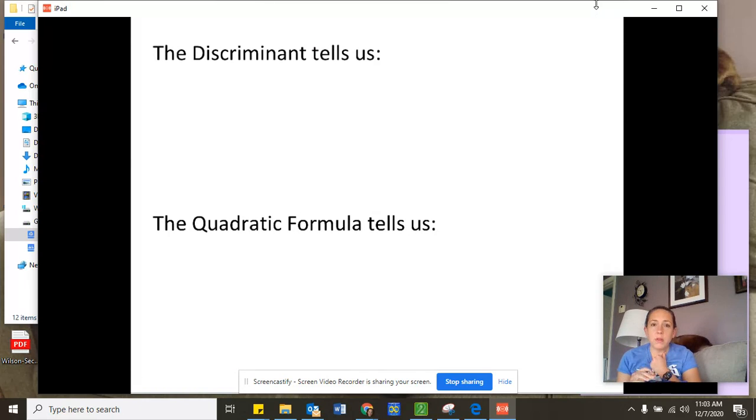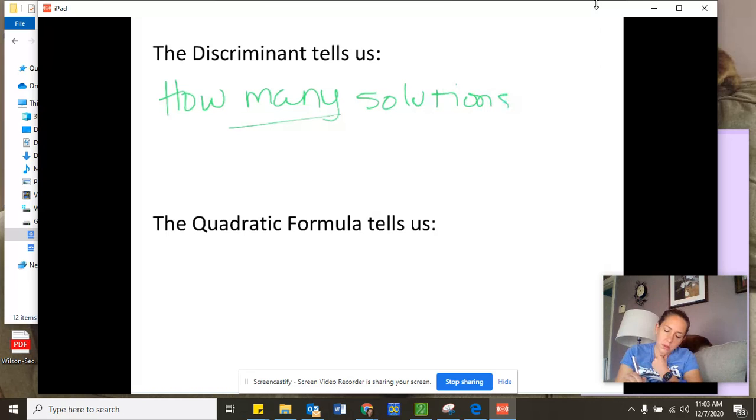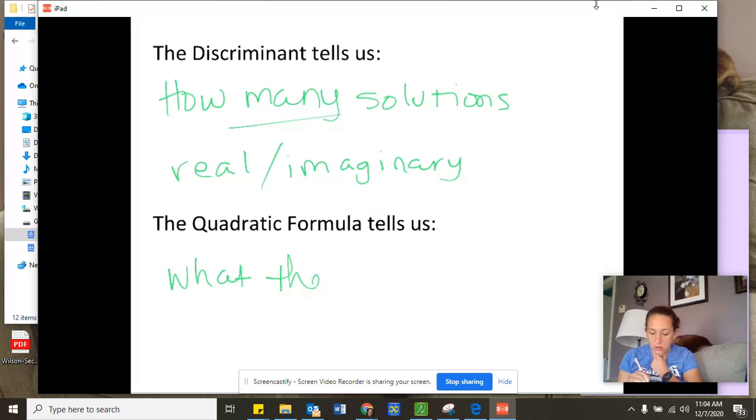So remember that the discriminant tells us how many solutions there are and if they're real or imaginary. So it gives us some information, but it just tells us how many there are. That's all we get from it. The quadratic formula tells us what those solutions actually are.